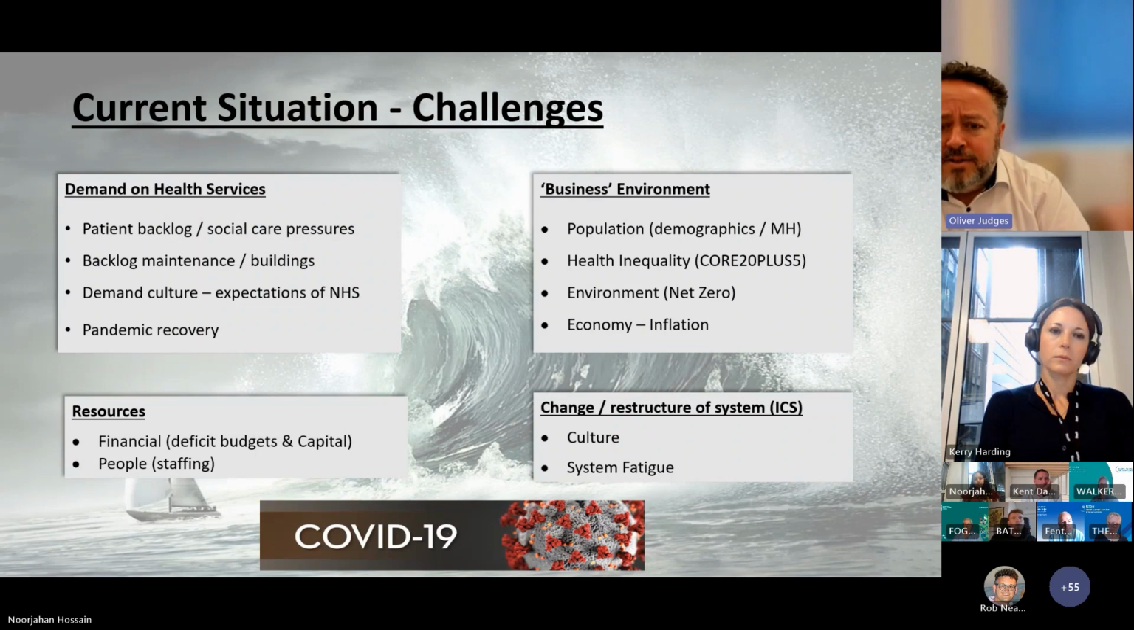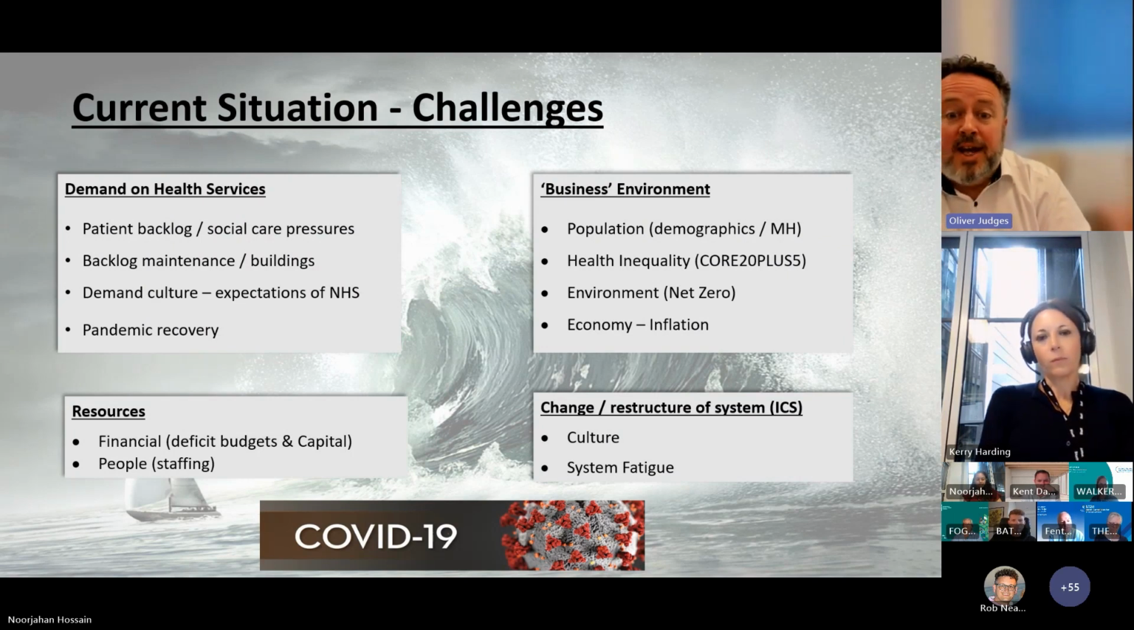You've got maintenance issues and backlog issues. There's obviously the pandemic recovery that we're still going through. A lot of people say, well, that doesn't exist anymore because it's gone. We know it hasn't gone. We see the pressures within the NHS, but we also see that now more within social care and mental health and the conditions that have come on from that. So again, how do we manage that? And of course, there's the financial and people challenges coming through.